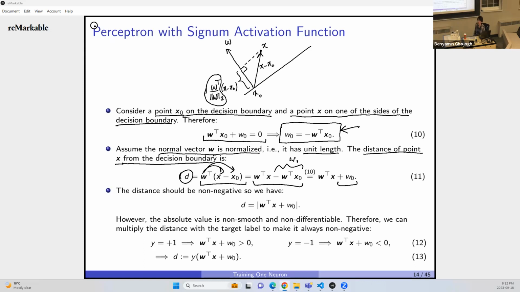The distance, however, must be non-negative, right? This is one of the properties of distance. But this might be negative. Therefore, I need to have absolute values. So distance is the absolute value of this, right?